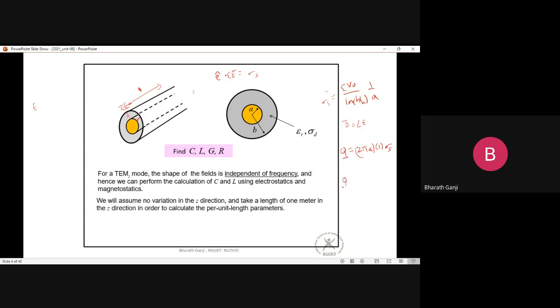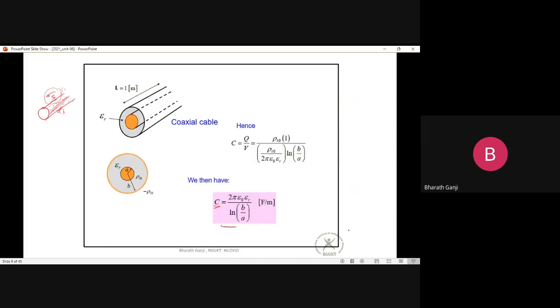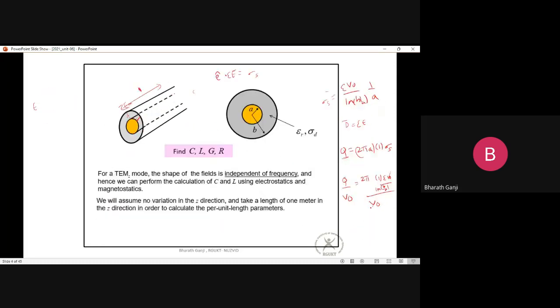So now you simply have to divide Q by V naught. So you join Q, and then you get 2 pi a into 1 into sigma s, and epsilon naught into V naught by ln of b by a divided by 1 by a, where a cancels. Divided by V naught, the V naught cancels. You can see I get an expression, the same one I got here: 2 pi epsilon naught divided by ln of b by a.